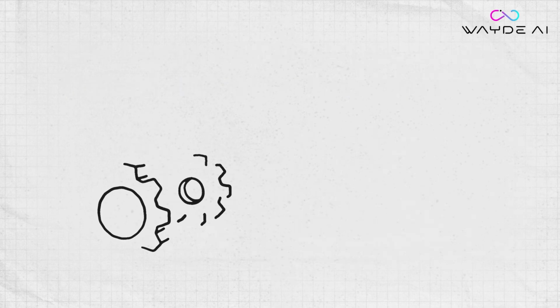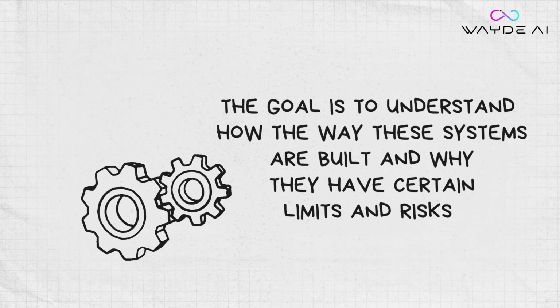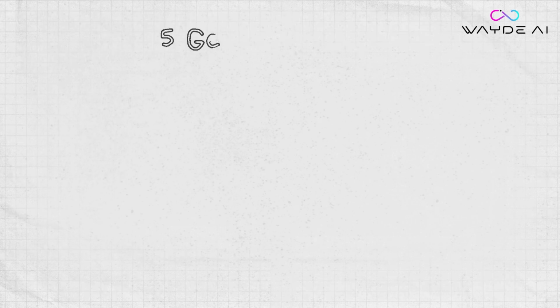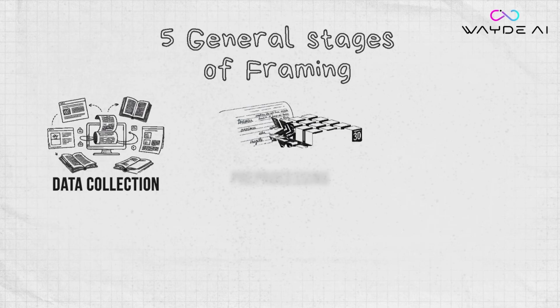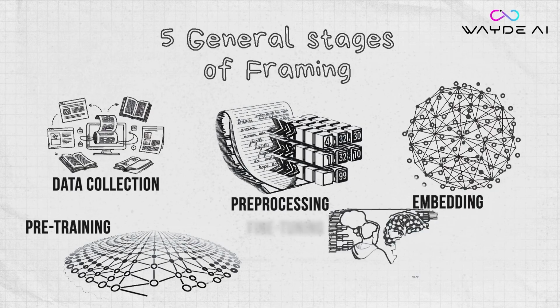So as we walk through this process, the goal is to understand how the way these systems are built explains both what they do well and why they have certain limits and risks. Now, this image shows the main stages involved in training large language models step by step. There are 5 general stages, starting with data collection, pre-processing, embedding, pre-training, and fine-tuning.